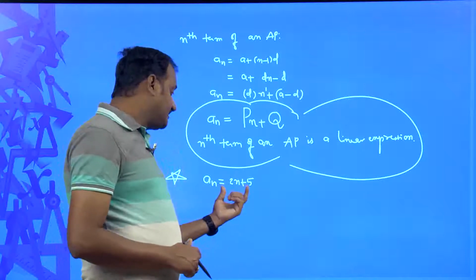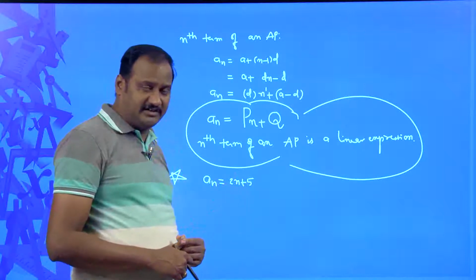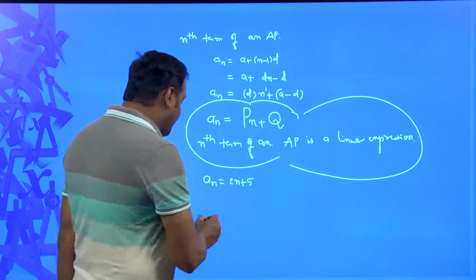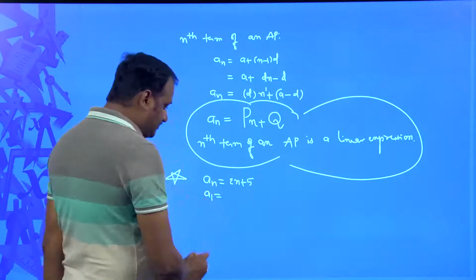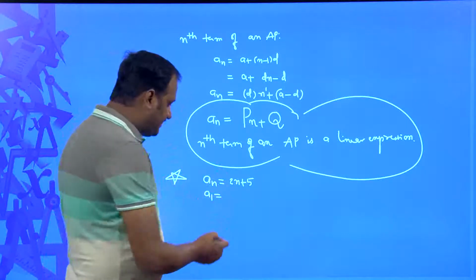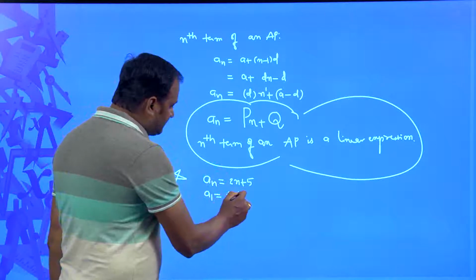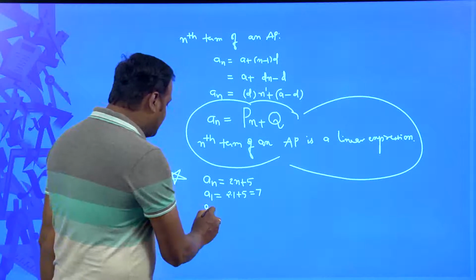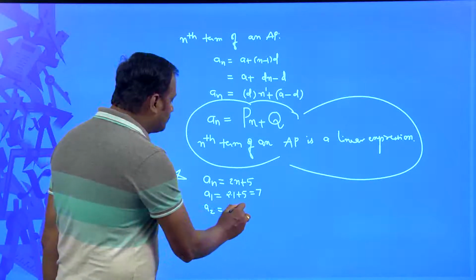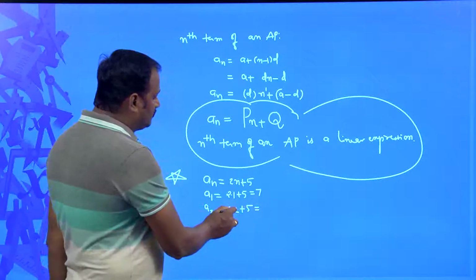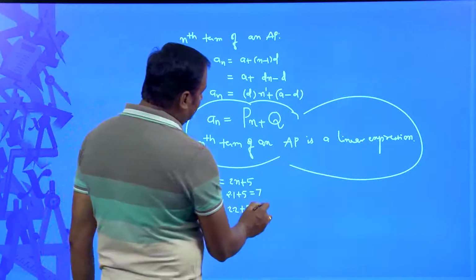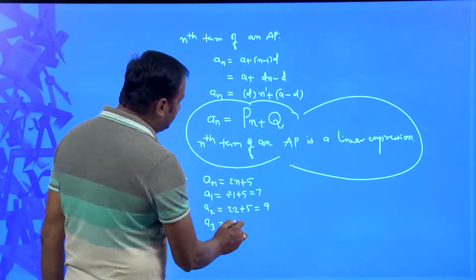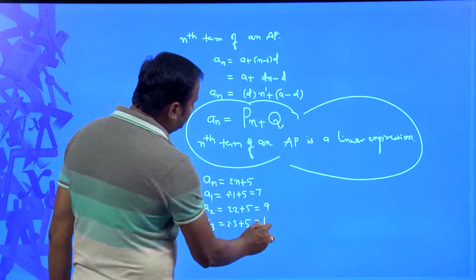To check whether this forms an arithmetic progression or not, you will have to find at least 3 terms of this sequence. The very first term is a1, substituting 1 in place of n: 2 into 1 plus 5, which is 2 plus 5 equals 7. Coming to the second, a2 is 2 into 2 plus 5, which is 4 plus 5 equals 9. And the third term is 2 into 3 plus 5, so 6 plus 5 equals 11.